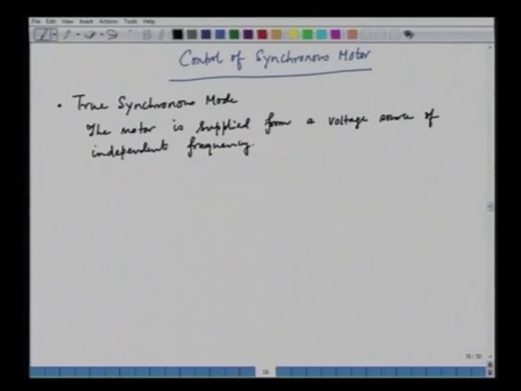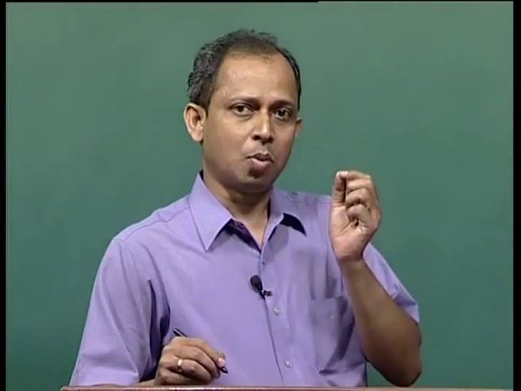Now, what is the drawback? The drawback is that whenever we are connecting a synchronous motor to a voltage source of independent frequency, there is a question of stability, and you know that in the transient condition there could be hunting. Synchronous motors should be running at synchronous speed. If the synchronous speed does not match with the rotor speed, there are transient oscillations, and if we have a large transient, the machine may also fall out of step and become unstable. So, the difficulty in this case is that the motor may be unstable and may exhibit hunting.